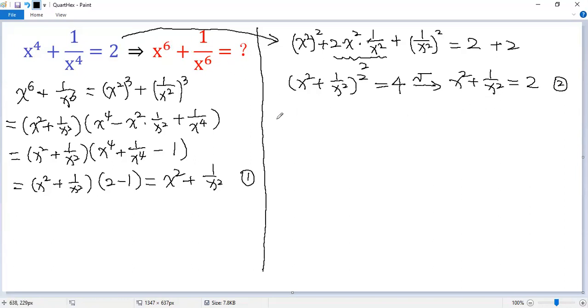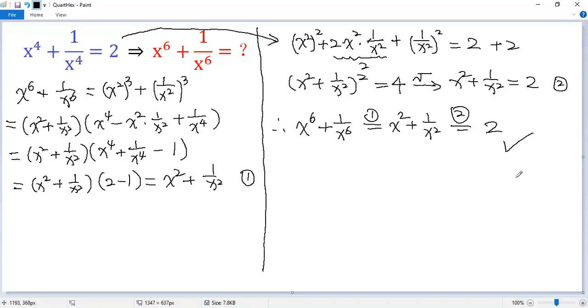Finally, we can consider the target expression, x to the power 6 plus 1 over x to the power 6. By 1, we know it equals x squared plus 1 over x squared. By 2, we know it is 2. That is the final answer.